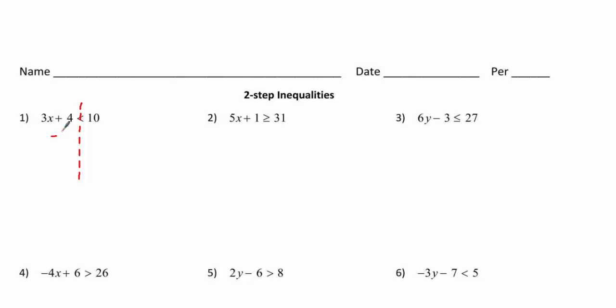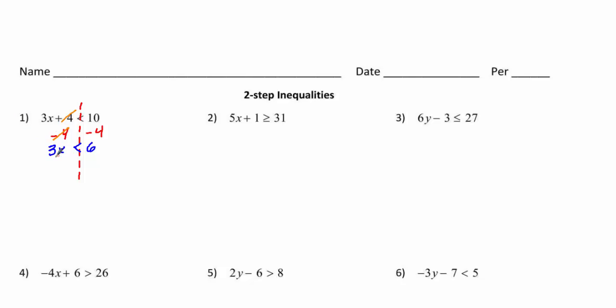Our first step is going to be exactly like it would be if we were doing an equation. We know that this is the side we're solving, the 3x plus 4 side. So the first thing we would do is subtract a 4 to cancel that out. And now what we have left is 3x, and then 10 minus 4 is 6. So 3x is less than 6.